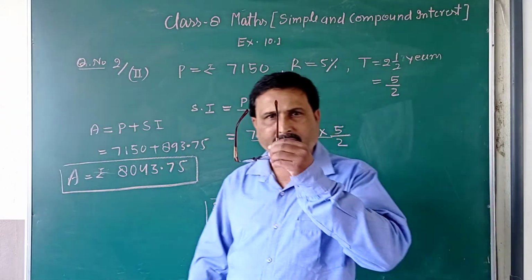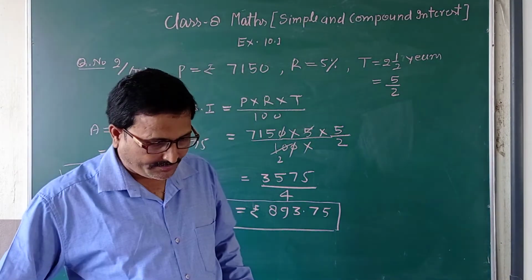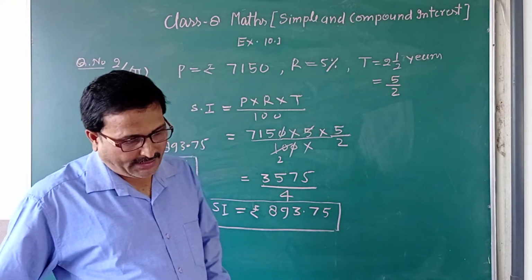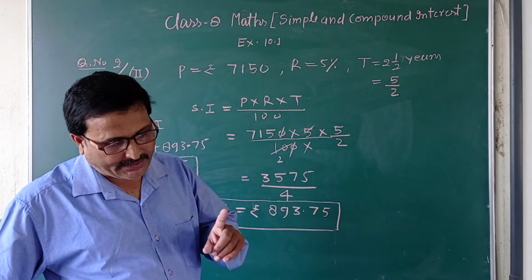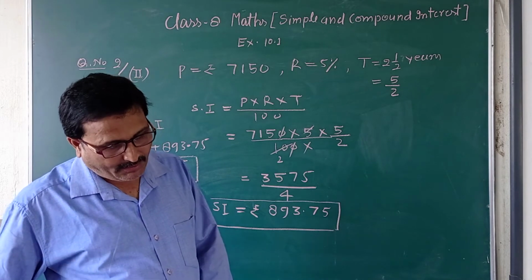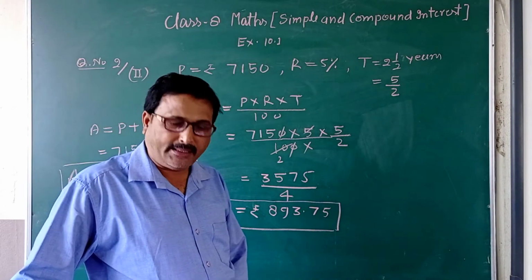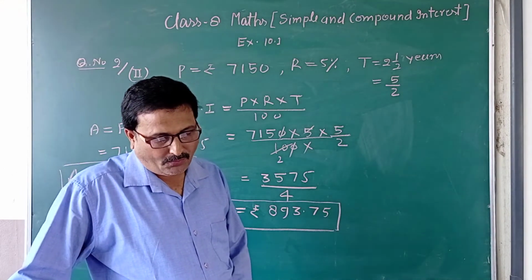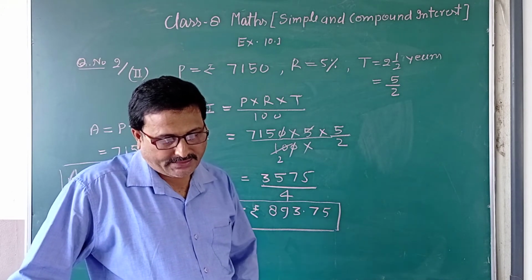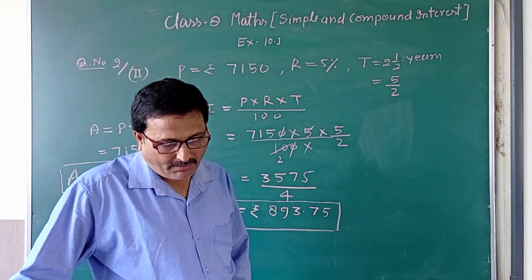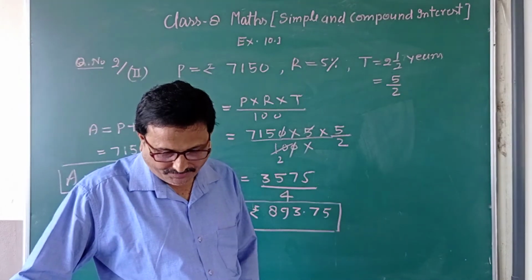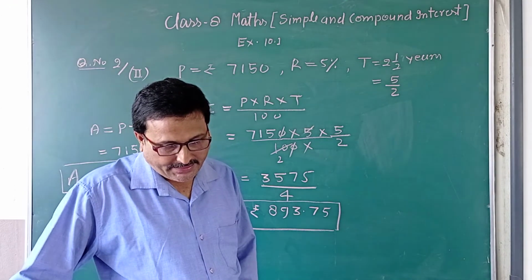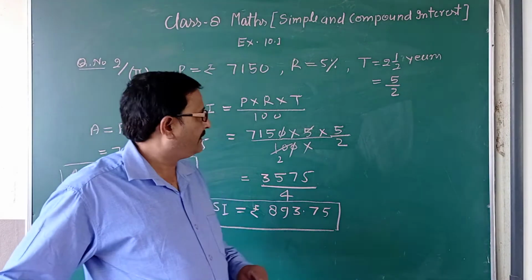See the last question, the 10th one. Rupees 5,000 amounts to rupees 6,000 in 5 years. What will rupees 8,000 amount to at the same rate of interest in 6 years? Same question given.